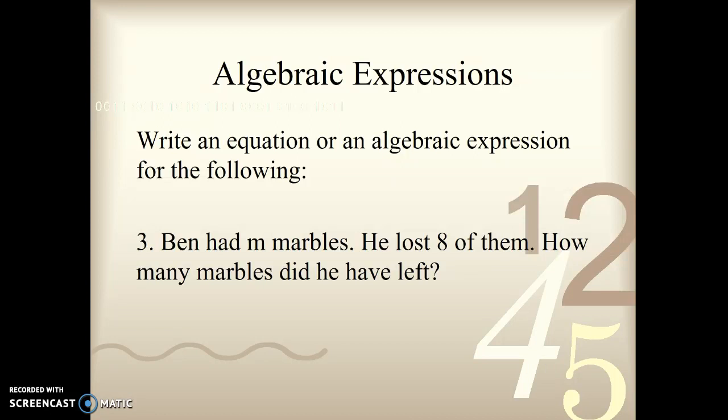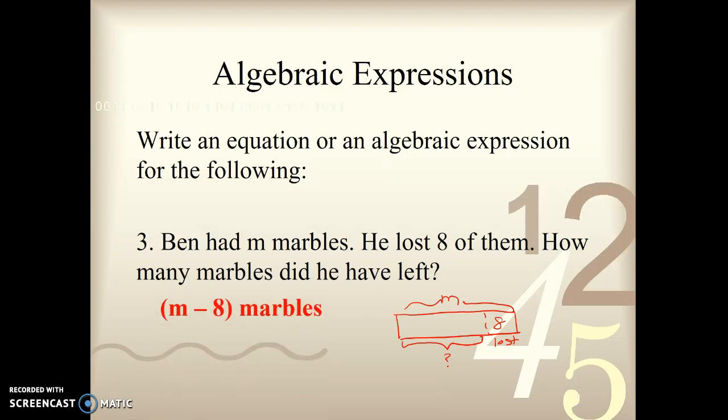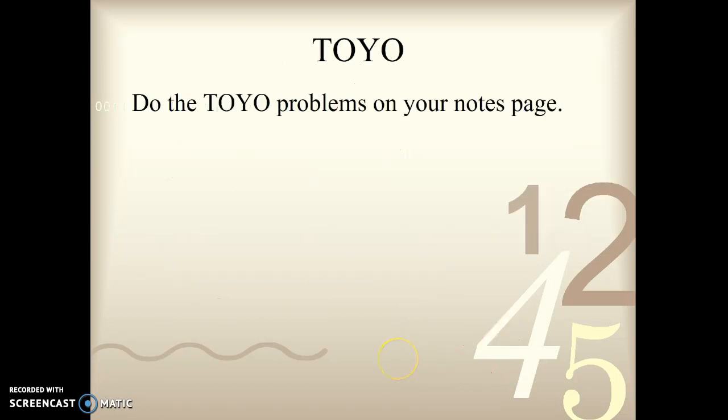All right, now let's do this the other way. Ben had M marbles and he lost 8 of them. Now he's lost 8 and we want to know how many marbles Ben had left. So we'll write an algebraic expression for this. We're going to say M minus 8. And our answer for this quantity here is M minus 8 marbles. Okay, go ahead and do the try-it-yourself on your page and then come back and check your answers. Pause the video here.